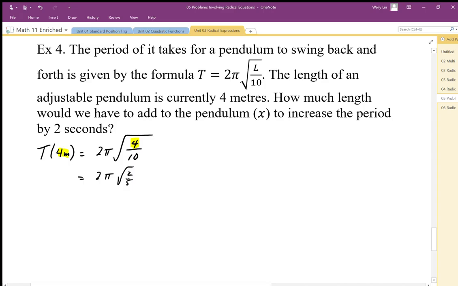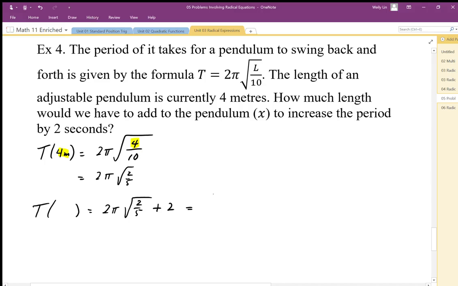So we need to increase this period by 2 seconds. So we need to find the length plus x. In fact, when we plug in 4 plus x, we're going to end up with 2 pi root 2 over 5 plus 2 seconds. Okay, and what does that look like when we plug in the new formula? Now we could either solve for x or we could solve for L. It may be easier to solve for L and then work out x after. So that's what I'm going to do.